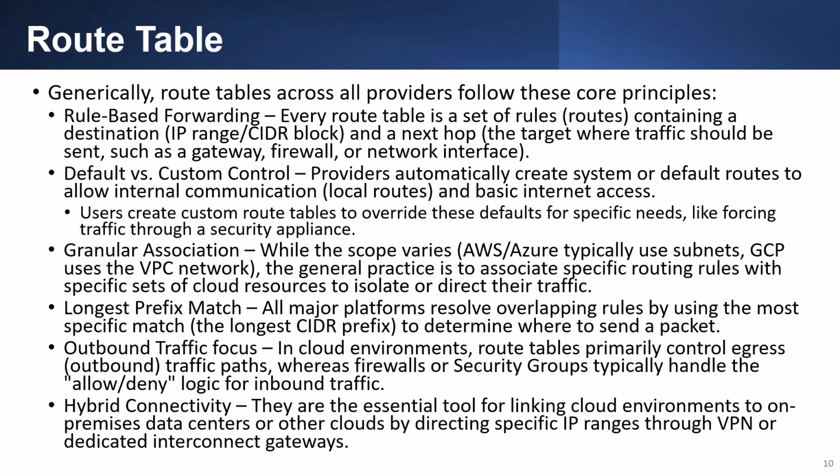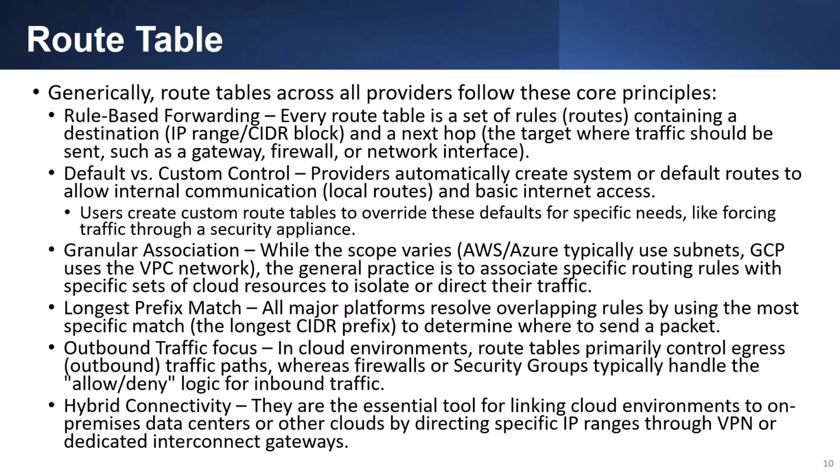Default versus custom control. Providers automatically create system or default routes to allow internal communications, or local routes, and basic internet access. Users create custom route tables to override those defaults for specific needs, like forcing traffic through a security appliance. Granular association. While the scope varies, the general practice is to associate specific routing rules with a specific set of cloud resources to isolate or direct their traffic. Longest prefix match. All major platforms resolve overlapping rules by using the most specific match, with the longest CIDR prefix determining where to send a packet.